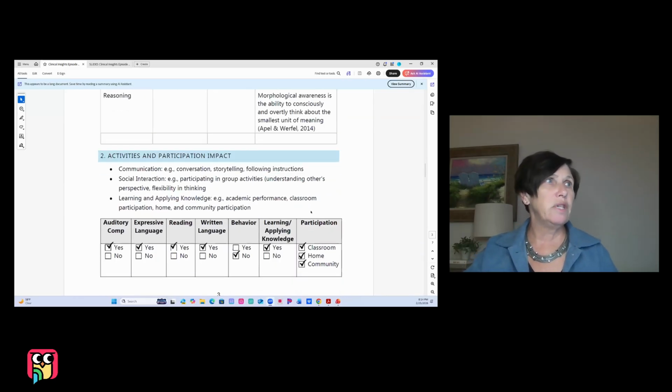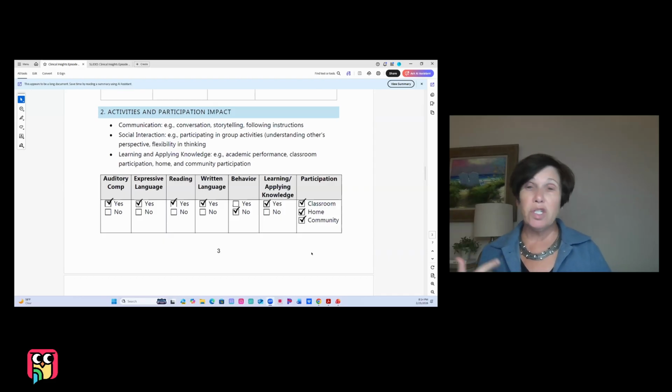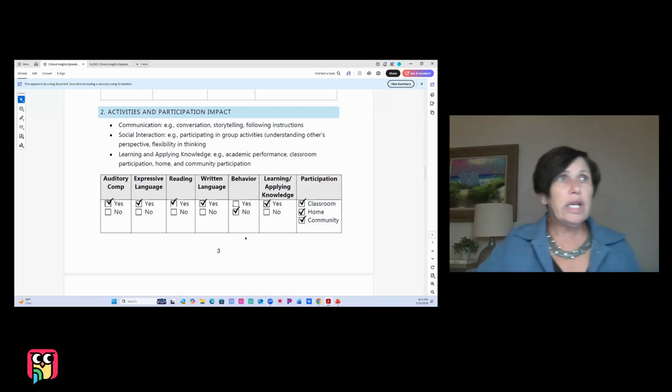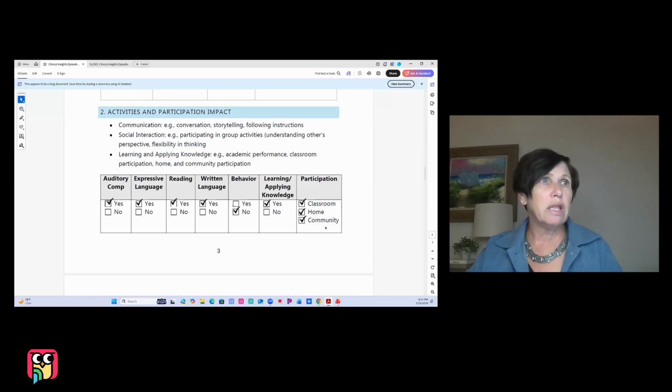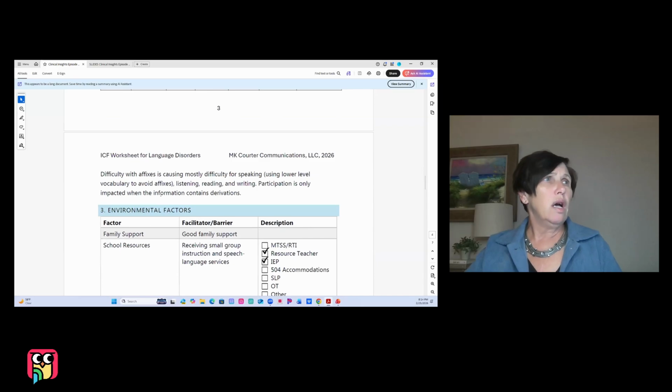So scrolling on down to activities and participation, we know that it's continuing to impact auditory comprehension because it is impacting understanding of vocabulary. It's impacting the difficulty using prefixes and suffixes to use more multisyllabic words to express herself. It is impacting reading and language overall. Behavior, it's not impacting. Learning, it is impacting, and the participation in class, home, and community. We're going to scroll on down.